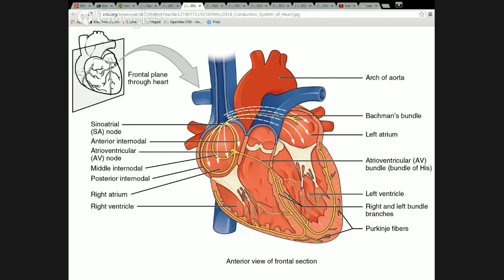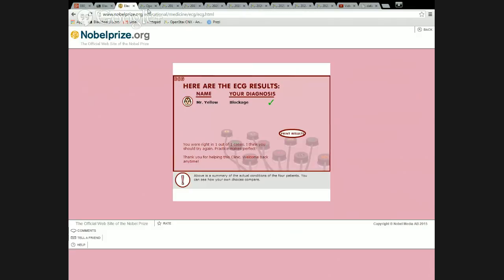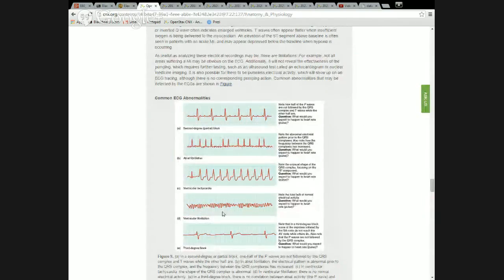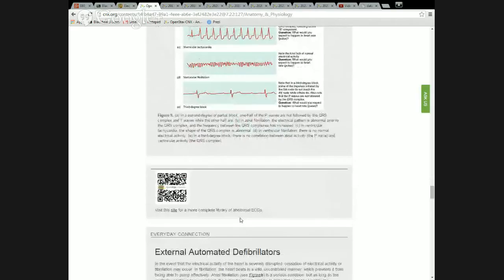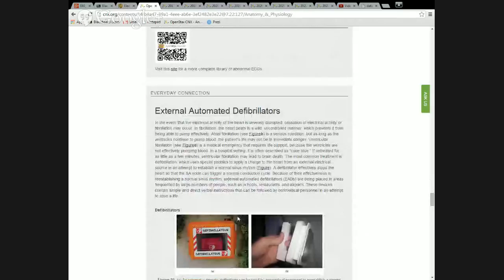If the SA node is completely shot and the AV node can't sustain things, then an artificial pacemaker might be put in to drive everything here or something like that. So those are some examples of irregular EKG readings and some blurbs here explaining what's going on with them. And then this goes on to talk about automated defibrillators.